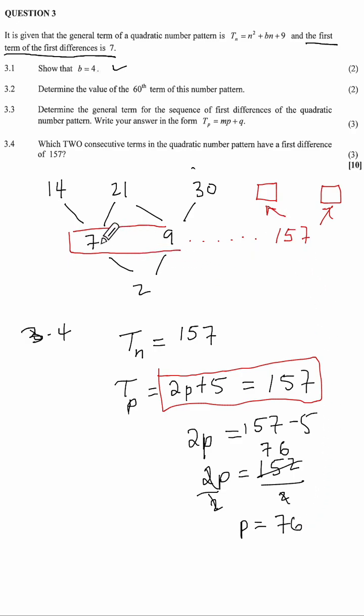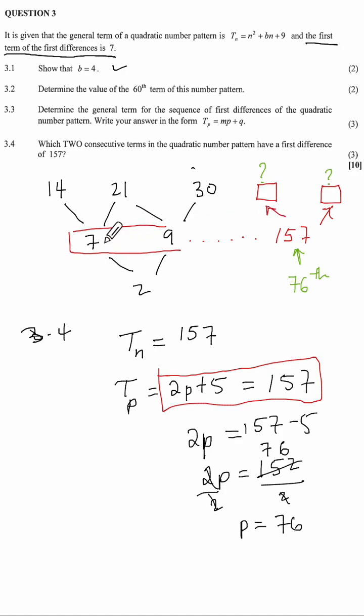So in other words, if I were to continue the sequence of first differences until I get to 157, 157 would be the 76th term. It would be the 76th term of the sequence of first differences. So this would be the 76th term, right? Now we want to know, like, what about this term and this term, between which we find 157? What would be their term numbers?